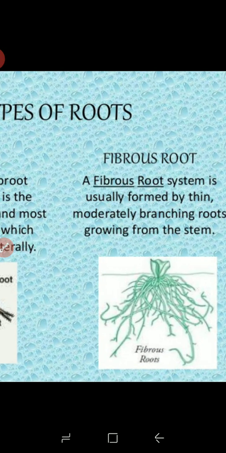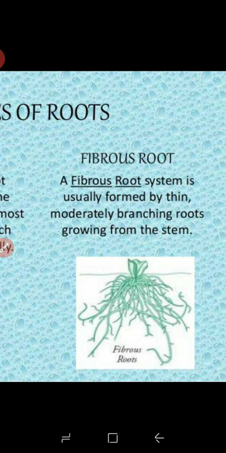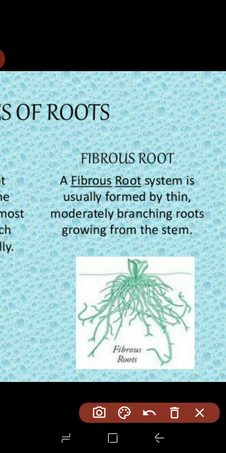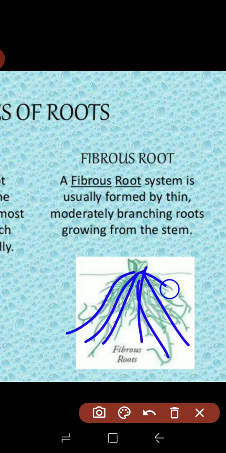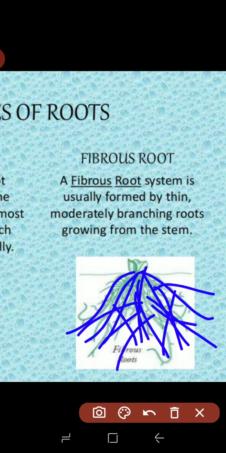A fibrous root system is usually formed by thin, moderately branching roots growing from the stem. So in a fibrous root you cannot see a single, very big root. Here you can see the fibrous root. A very thin layer of roots is there, and they have branches also. So these are known as the fibrous roots.